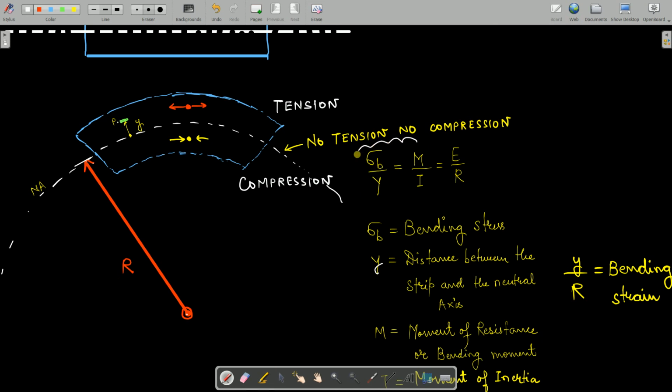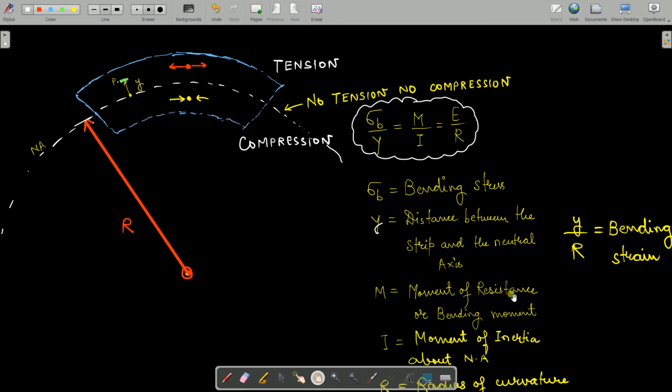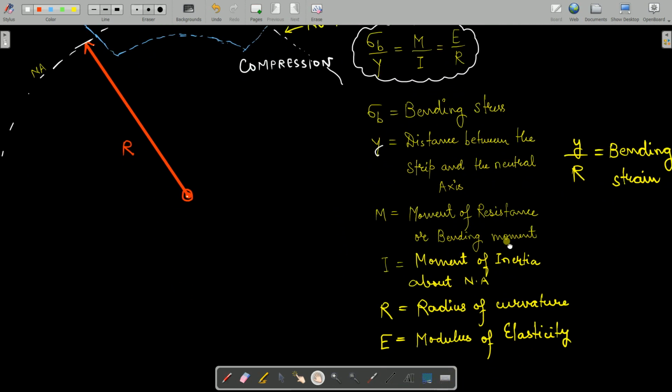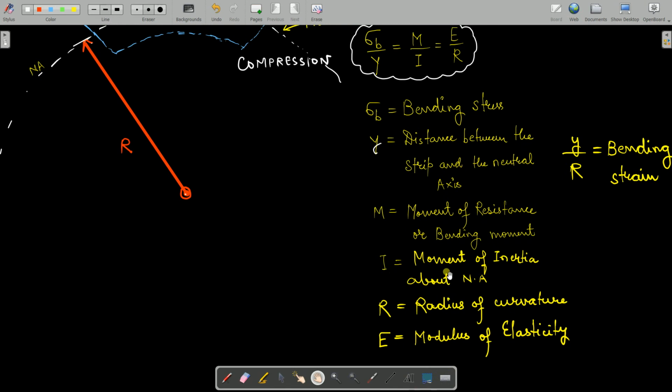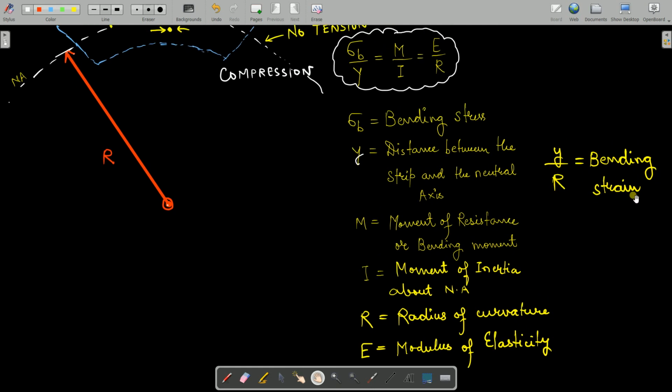This is the relation that I told you to remember in the previous class. So remember it: sigma b by y is equal to M by I is equal to E by R. What is sigma b? Sigma b is your bending stress. What is small y? Small y is the distance between the strip and the neutral axis. Capital M is the moment of resistance or bending moment. I is the moment of inertia about the neutral axis. R is the radius of curvature, and E is the modulus of elasticity. Y by R, we call this bending strain.